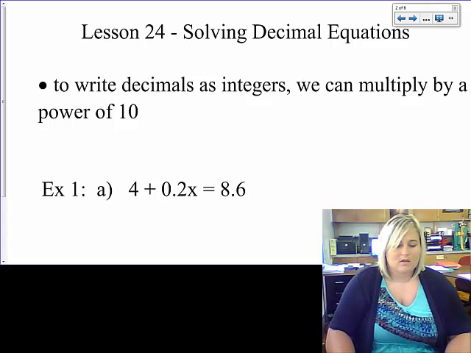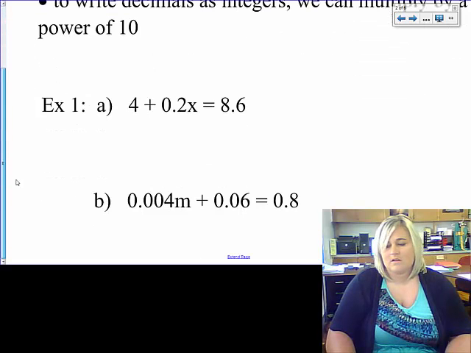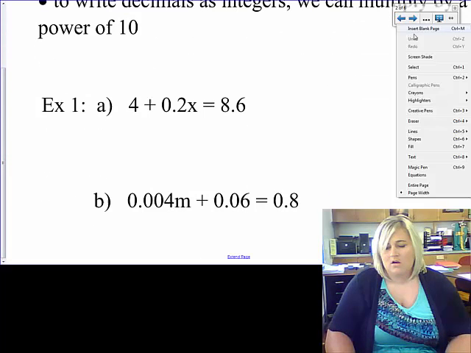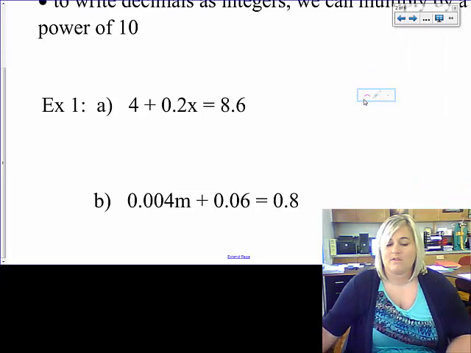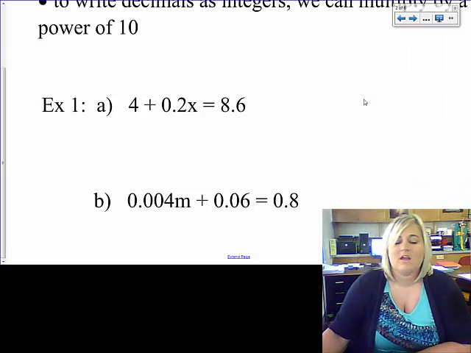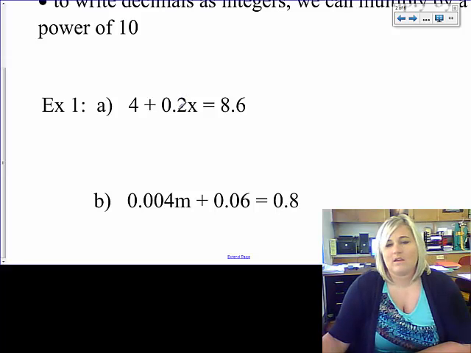Okay, so for example 1, we have two examples here. And I will show you on both of these how we will change it to an integer. They say to multiply it by a power of 10. Well, the way that we determine what it is, we look at the coefficient with the variable, and in this case I would read this as 2/10, which means that I can multiply everything here by 2/10.